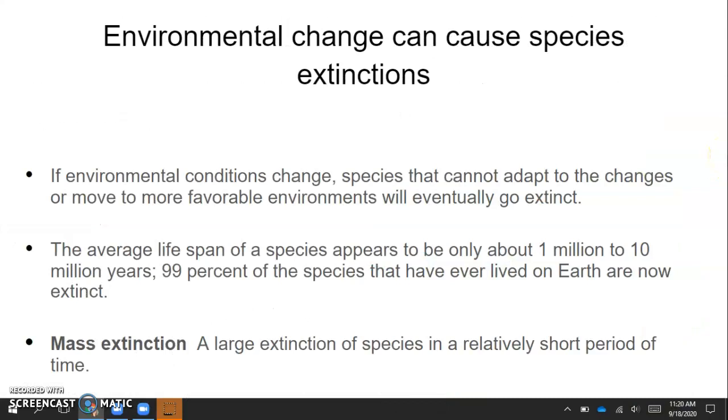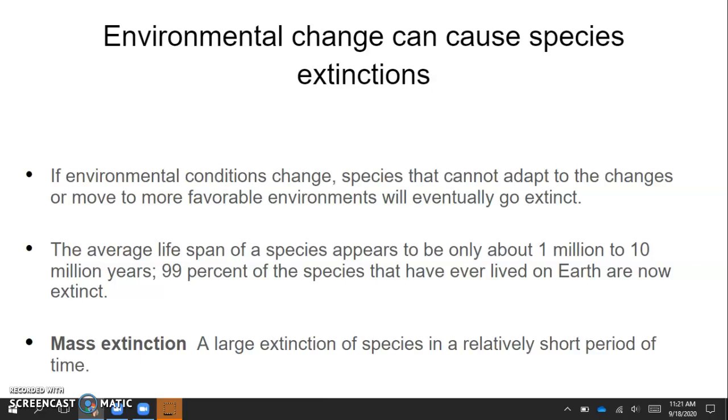So environmental change causes species extinction. If environmental conditions change, species that cannot adapt to the changes or move to more favorable environments will eventually go extinct. The average lifespan of a species appears to be only about 1 million to 10 million years, and 99% of the species that have ever lived on Earth are now extinct.